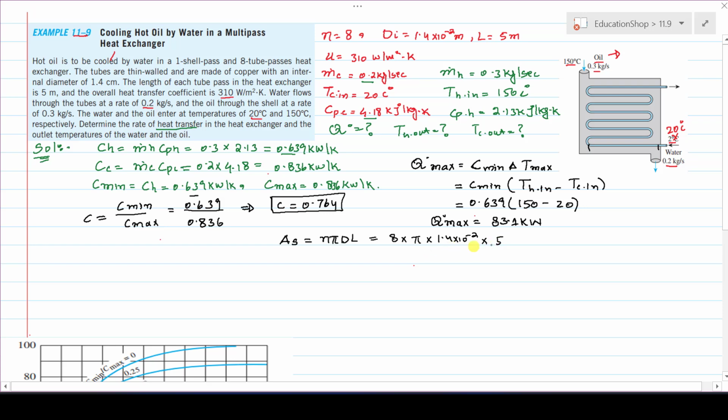Just multiply and you will get the surface area of the tube, that is 1.76 meters squared. The next important term, in order to find this requirement, is the NTU, number of transfer units, that is equal to the surface area of the tube in a heat exchanger times the overall heat transfer coefficient divided by C minimum. Surface area is 1.76, overall heat transfer coefficient is 310, C minimum is 0.639.